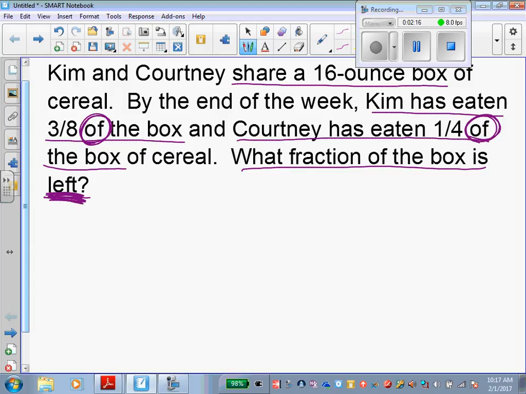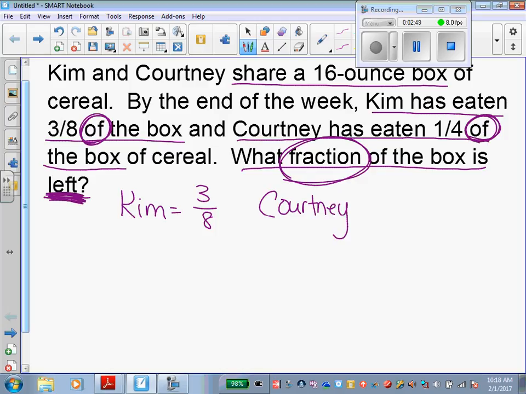All right, so we can do it a couple of different ways. For one, it says what fraction of the box. So let's talk fractions for a second. What if I have 3/8? So Kim is equal to 3/8, and Courtney, she ate 1/4.